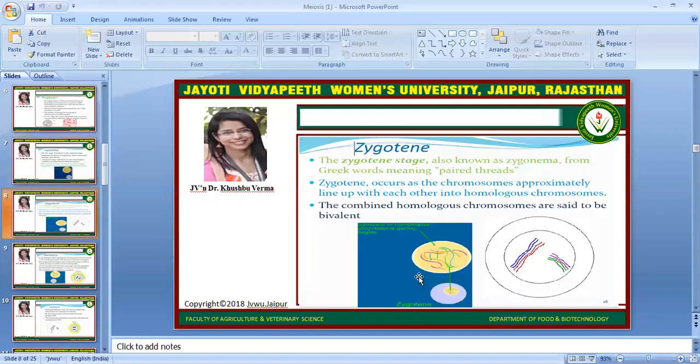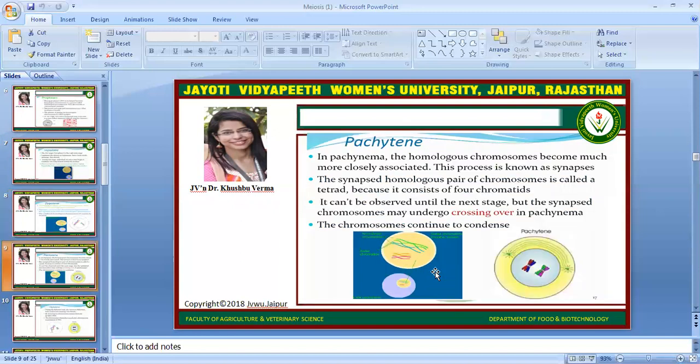Next stage is zygotene, also known as zygonema, from the Greek words meaning paired threads. Zygotene occurs as the chromosomes approximately line up with each other into homologous chromosomes. The combined homologous chromosomes are said to be bivalent in this process.